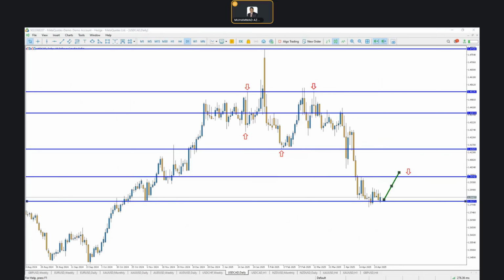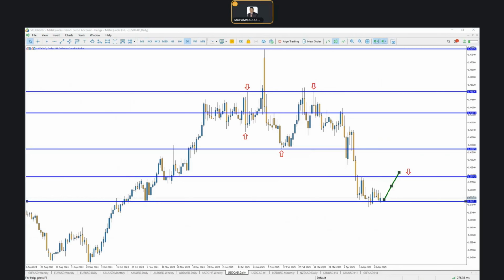Now the market impact on USD CAD. If the GDP is higher than expected, minus 0.3%, then a stronger than forecast result could indicate continued economic resilience and reduce pressure on the Bank of Canada to cut rates. This may support the Canadian dollar, leading to a move lower in USD CAD.